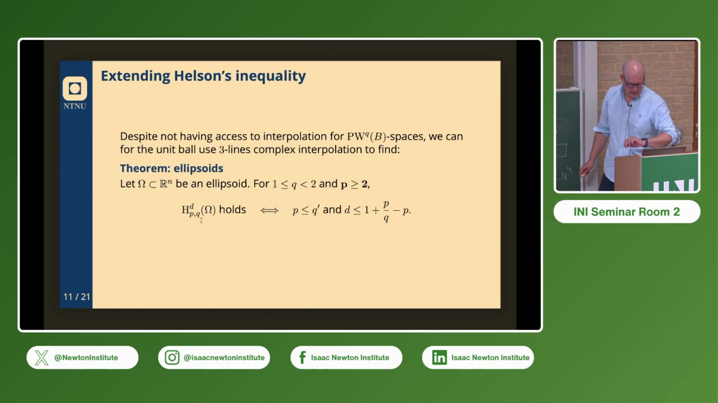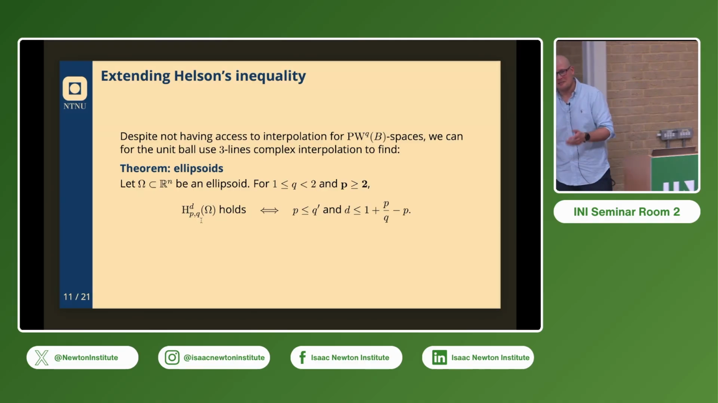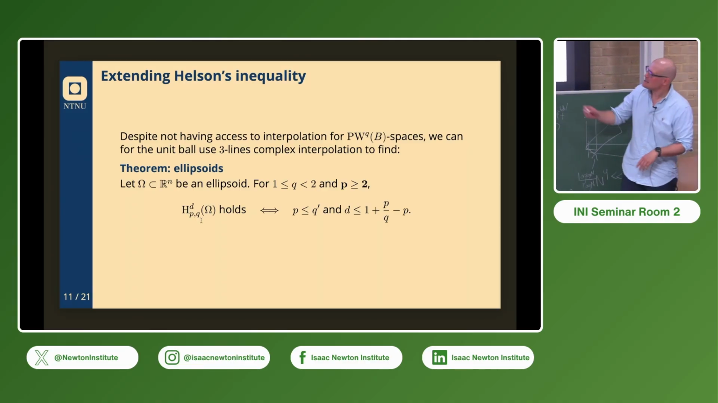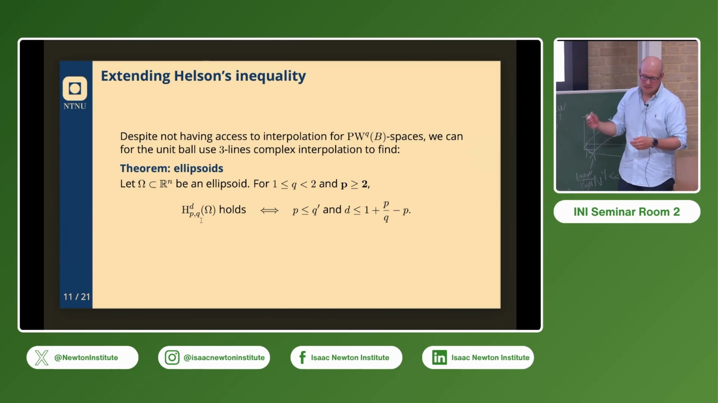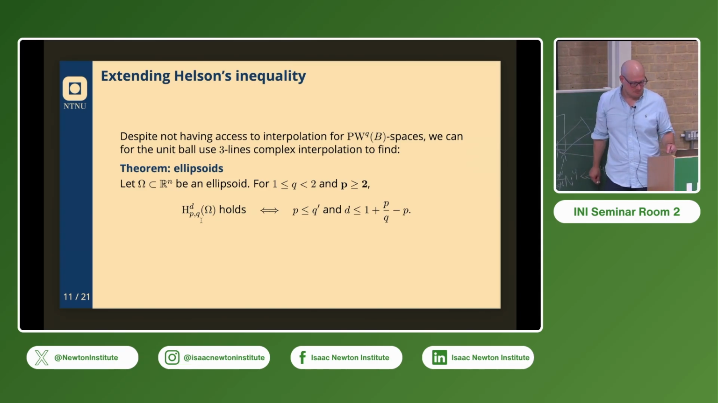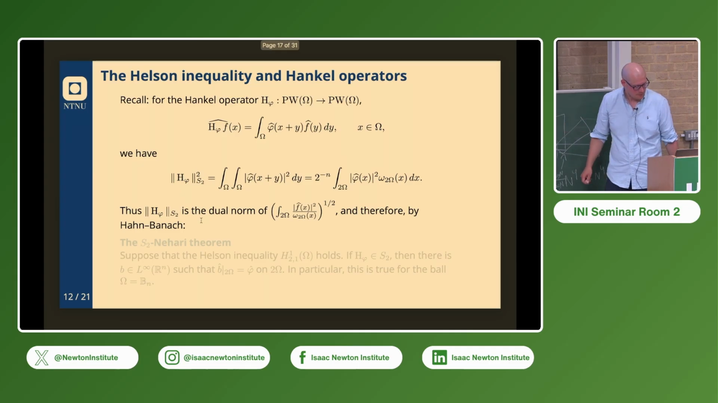Even though I don't have interpolation for the Paley Wiener spaces, there could be interpolation, that would be a very interesting result. But we do not have bounded projections, so it doesn't follow from just projecting L^p, but it's still possible to do something by doing, yeah, Hadamard three lines theorem, but okay.